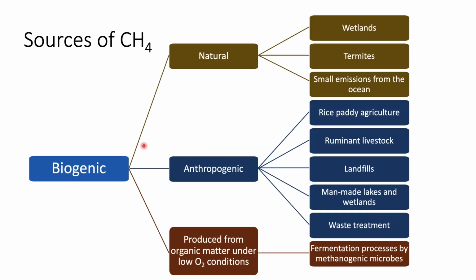And we also have biogenic sources of methane. One is the natural one, which is produced from wetlands, termites or small emissions from the ocean. We also have anthropogenic emissions, which include rice paddy agriculture, ruminant livestock, landfills, man-made lakes and wetlands, and wastewater treatment. All of these produce methane. Methane is also produced biogenically from organic matter under low oxygen conditions, that is the fermentation process by methanogenic microbes. We will study methanogenesis in the later part.